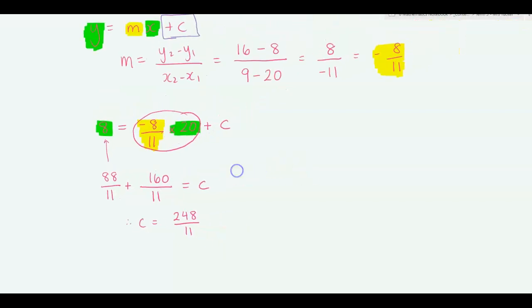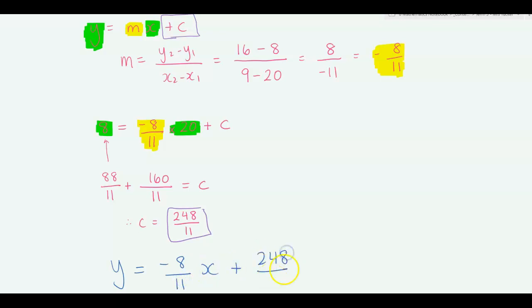And now I'm so close to the finish line here, guys. I have found c, I have found my m, and so I can write my rule, y equals negative 8 over 11 times x plus c. They don't have to be pretty numbers. Fractions are totally fine.